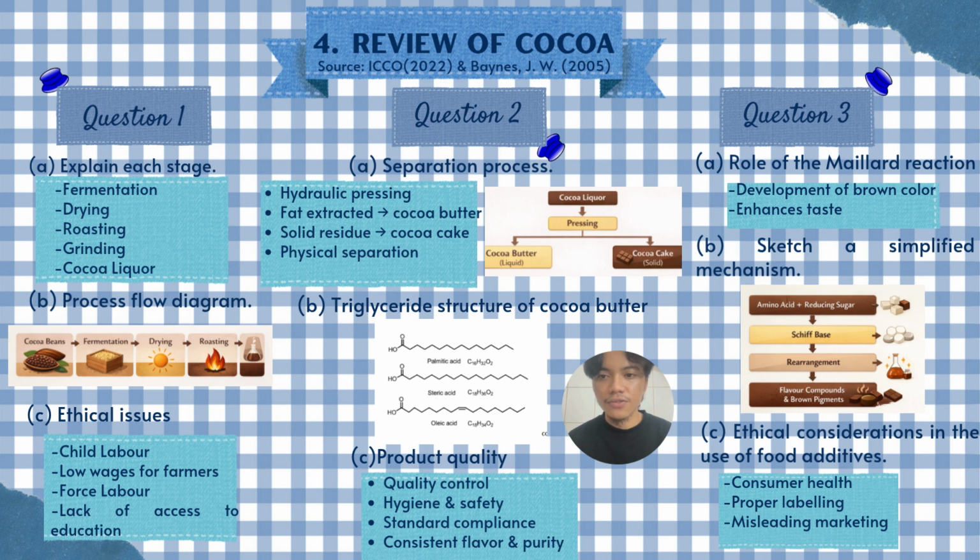Next is the process flow diagram. As you can see in this slide, this is the complete cocoa processing flow diagram from beans to cocoa liquor. And lastly, ethical issues.